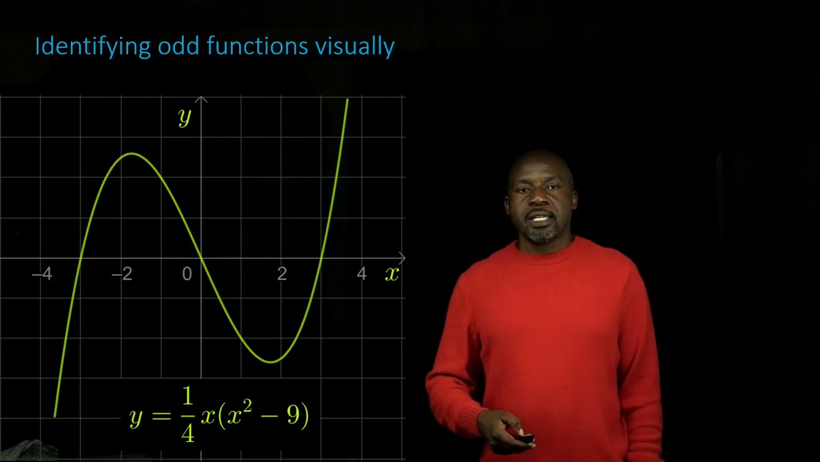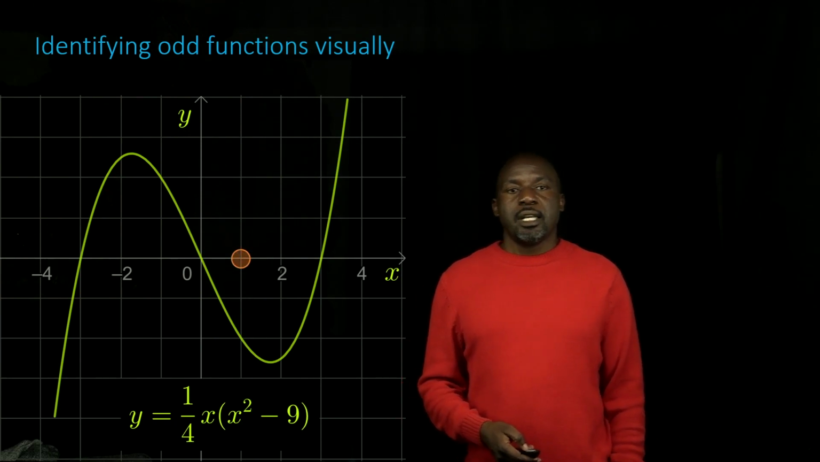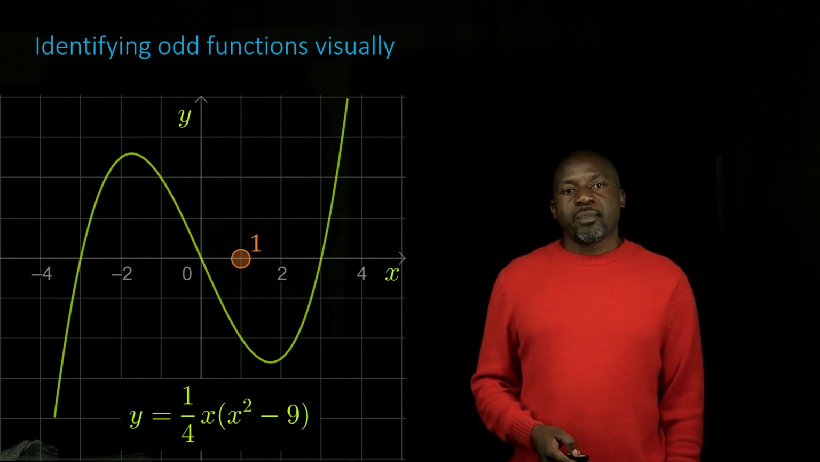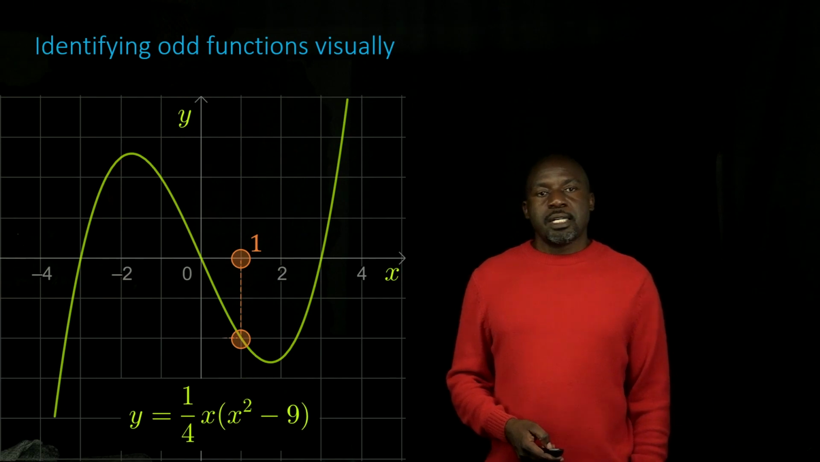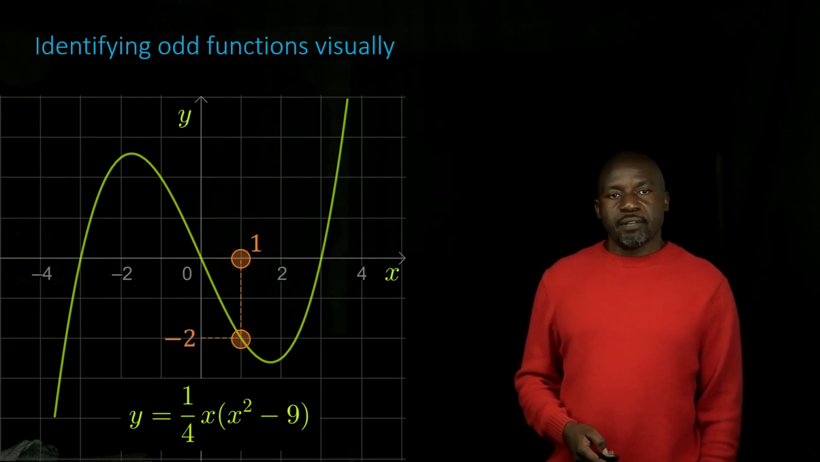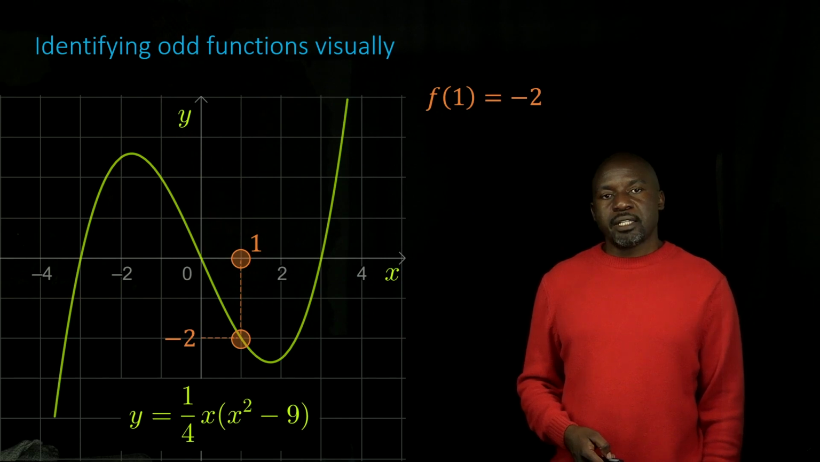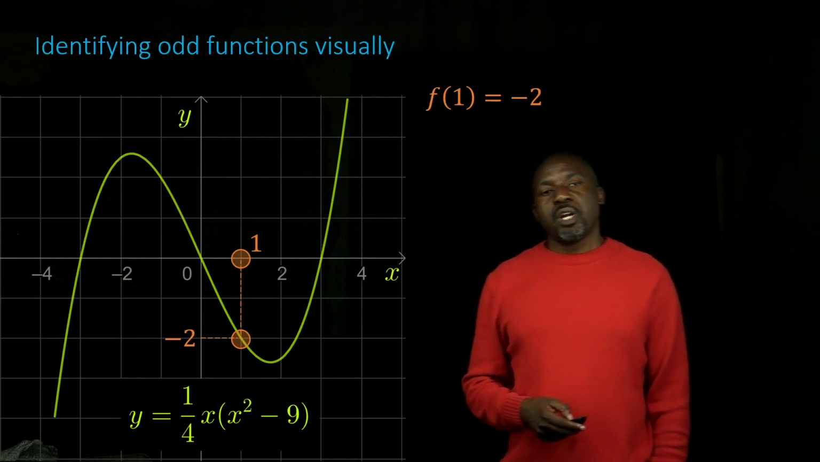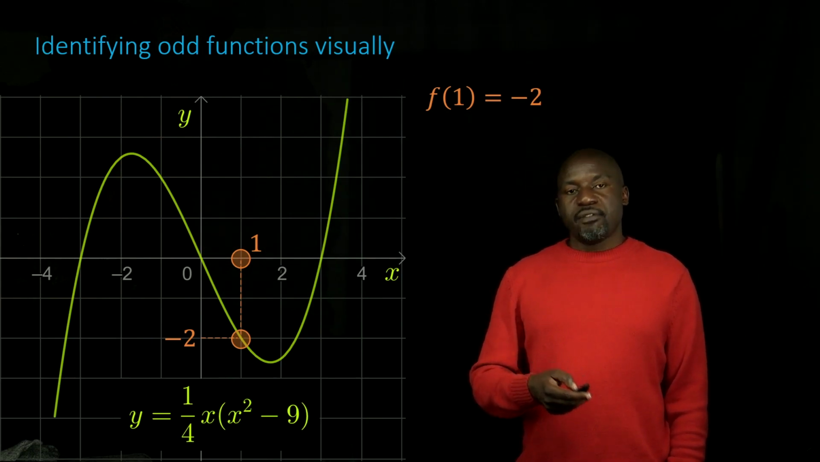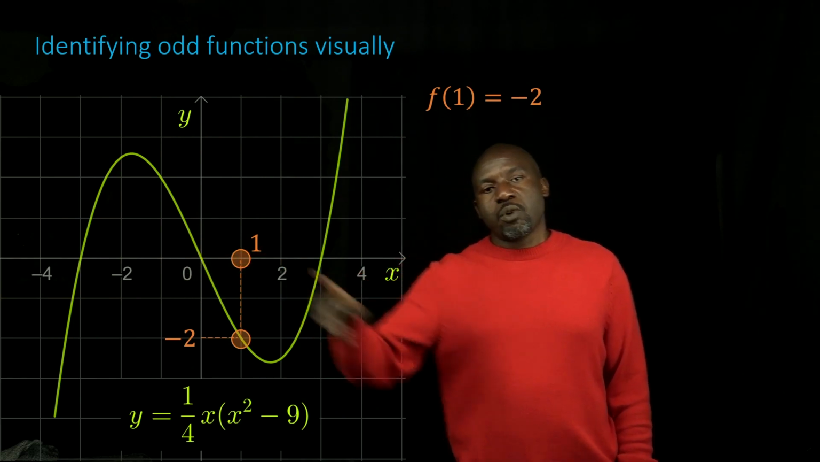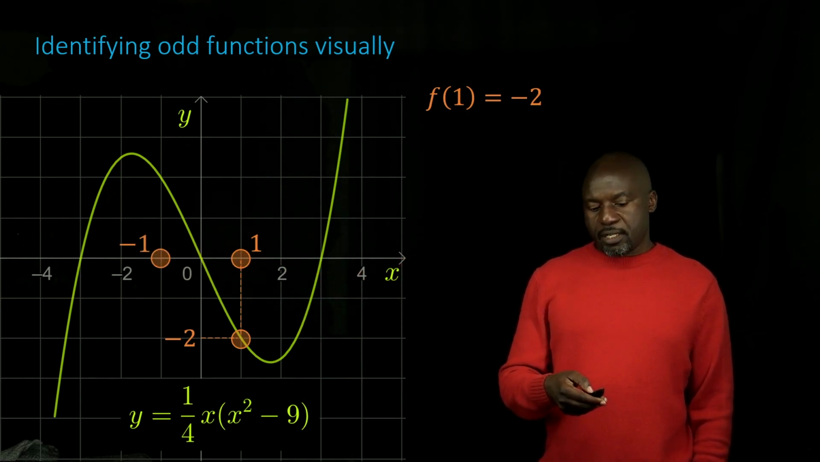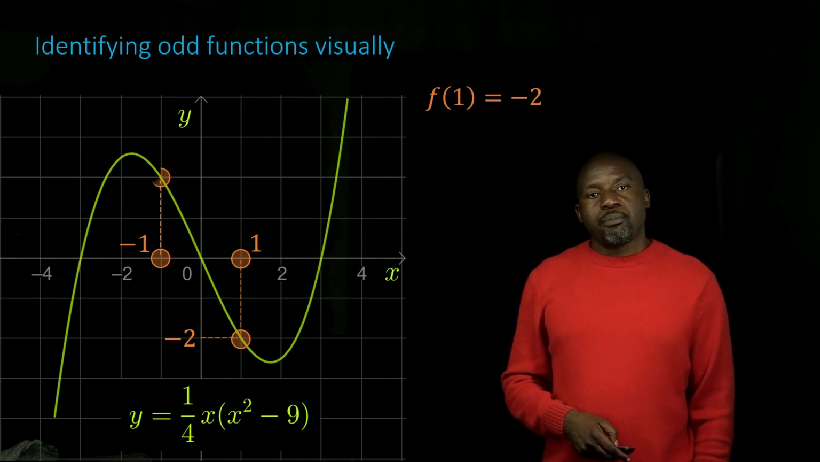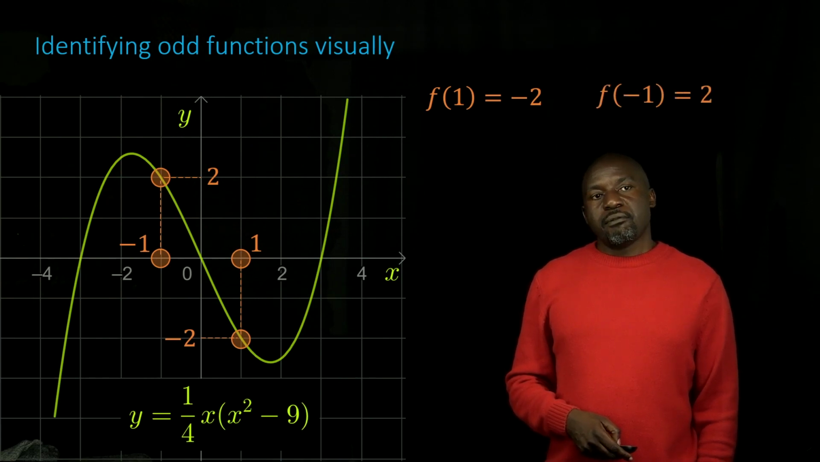Very, very quickly we can see, if we pick any point, let's pick the point x equals 1. What is f of 1? f of 1 turns out to be negative 2. Now, what about f of negative 1? Let's do the same thing we were doing with even functions. Well, f of negative 1 is going upwards, and that is going to be 2. So f of negative 1 is 2, while f of 1 is negative 2.